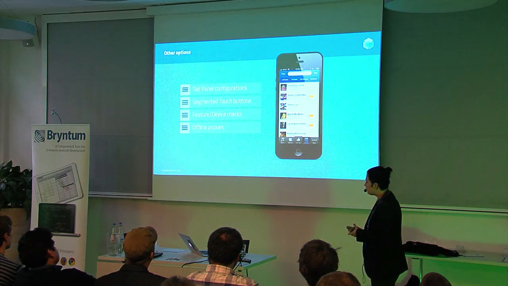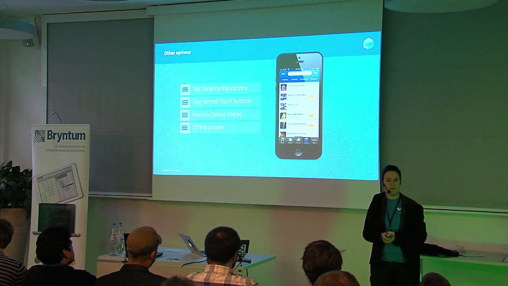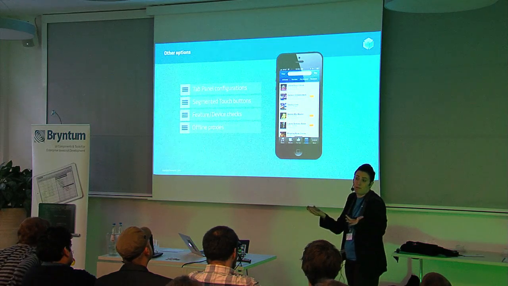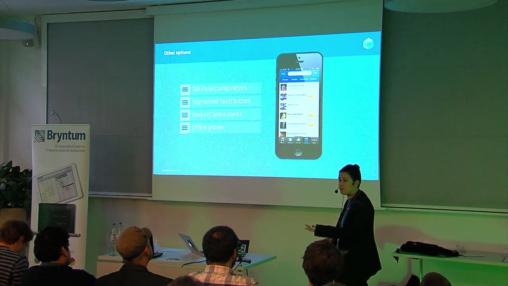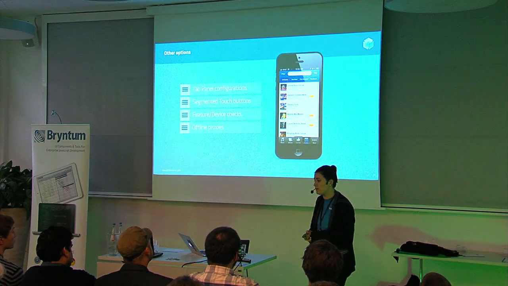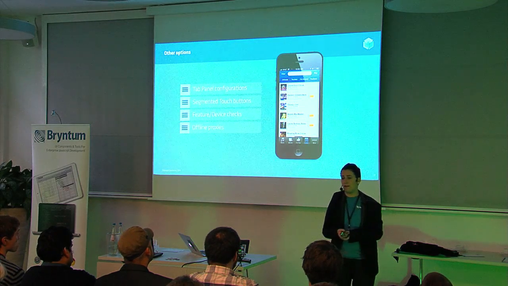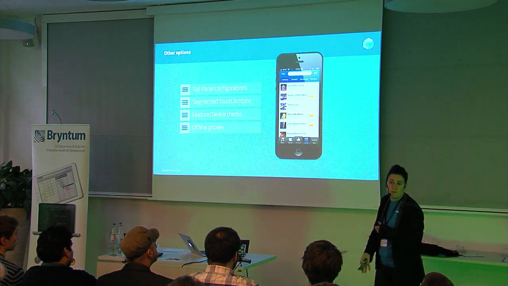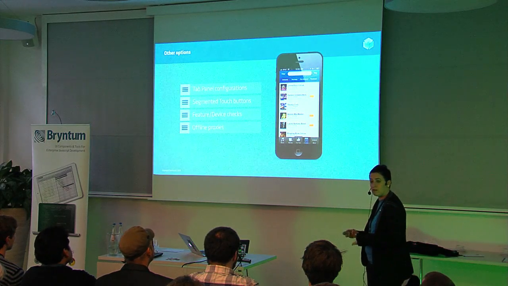Something else that is new in Ext JS 5 are feature and device checks. So these are checks that are native from HTML5. You can test, for example, if your browser supports SVGs, or if it supports HTML5 Canvas, or whatever. You can just write these feature or device checks.